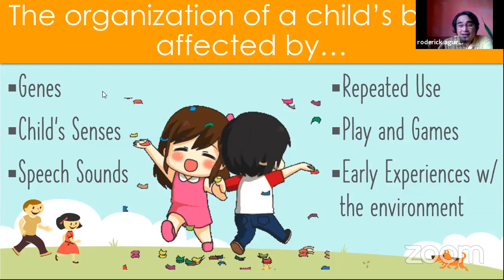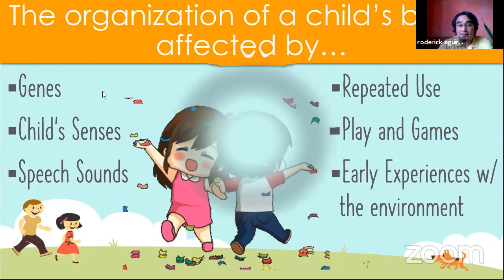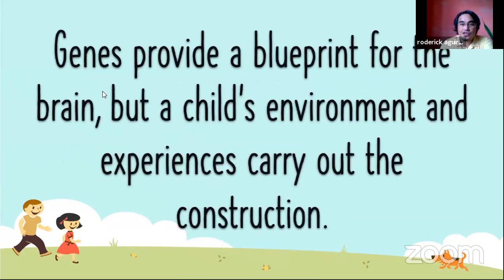So the point is, if adults at home, parents at home, bring their children to the real environment, the better and the higher the synaptic connections they make in their brains. So these are some of the factors that help in the organization of the child's brain. And this is the context we're going to discuss. So just to summarize our context, genes provide a blueprint for the brain, but a child's environment and experiences carry out the construction.